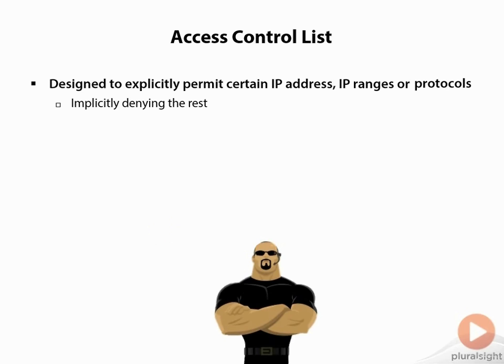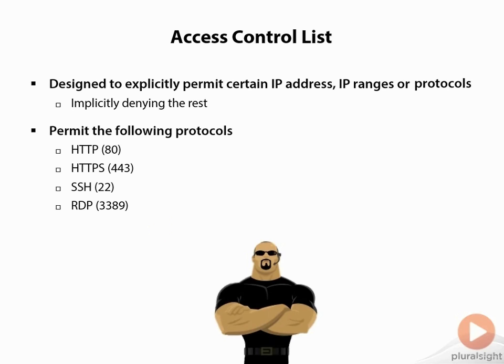An access control list is designed to explicitly permit certain IP addresses or IP address ranges or protocols, and then it is implicitly denying the rest. Implicitly meaning if it's not on the list, it doesn't get in, or it doesn't pass through the network device. So a common real-world example: let's say we want to permit certain protocols on our network. Some common ones are listed here.